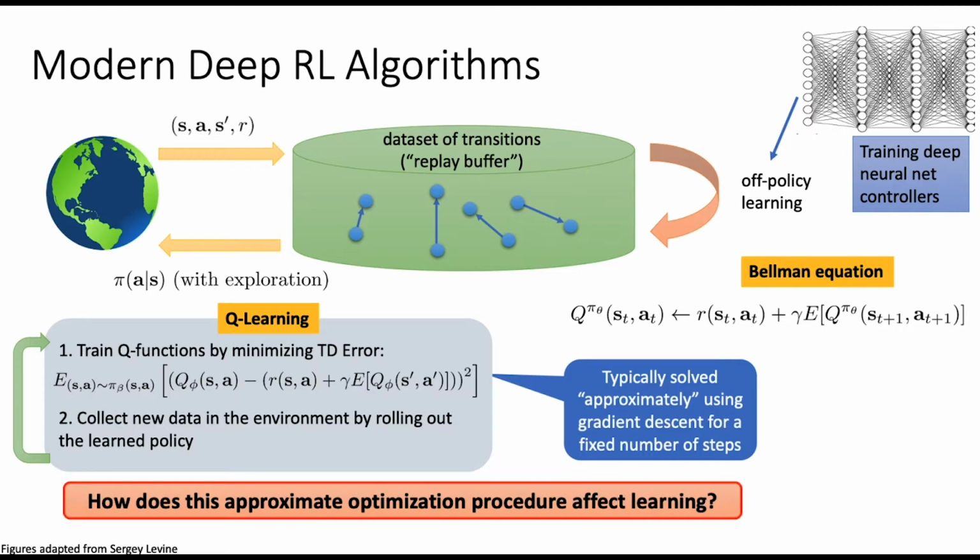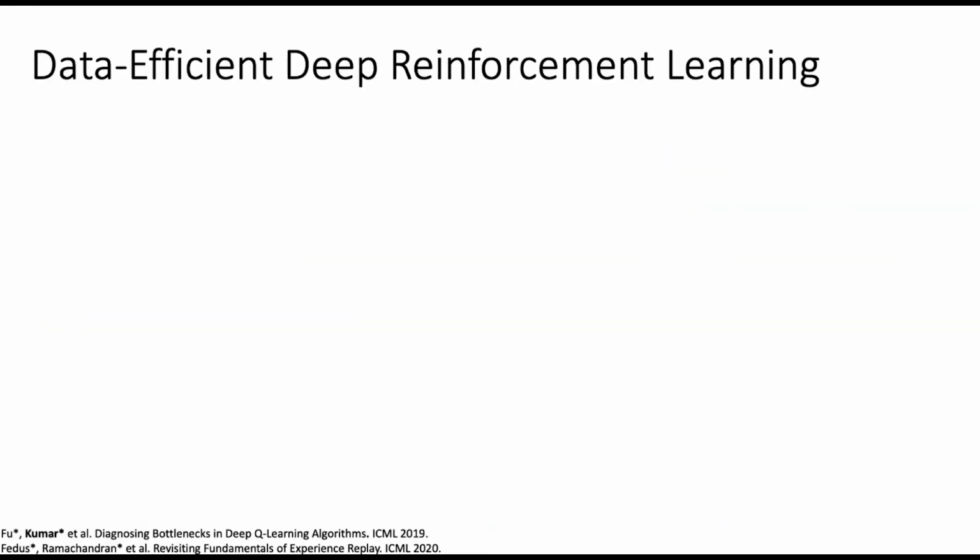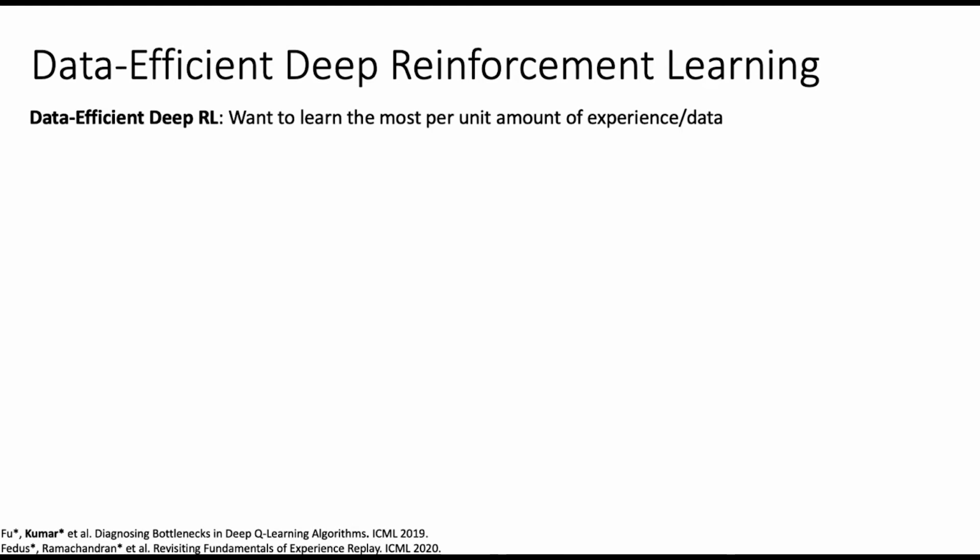In this work, we are interested in broadly exploring the question of how this approximation to the optimization procedure, especially when employed with deep neural networks, affects the learning dynamics of such off-policy deep RL algorithms. In particular, we are interested in the data-efficient deep reinforcement learning setting, which is basically the setting where we want to be able to learn the most per unit amount of experience or data collected by the agent. So we want to be able to make the most number of gradient updates to our Q function on this data which is collected by the agent.